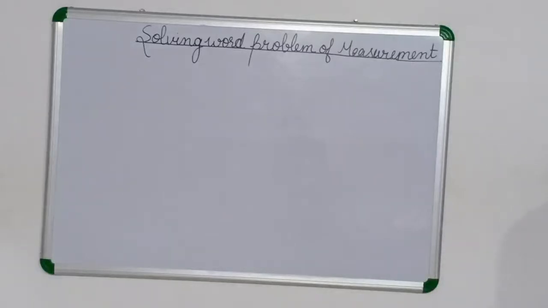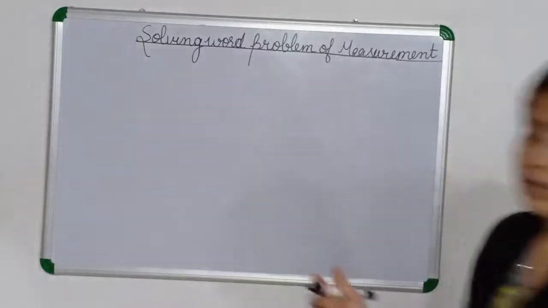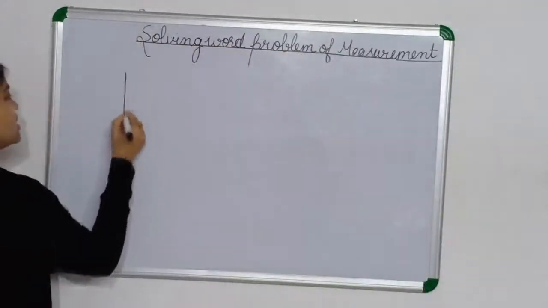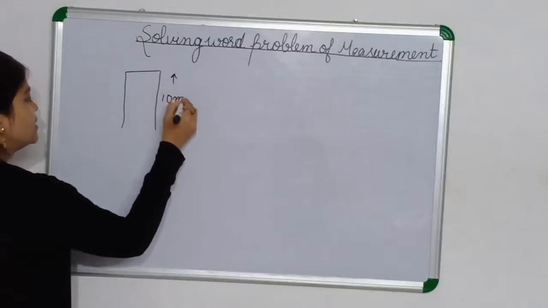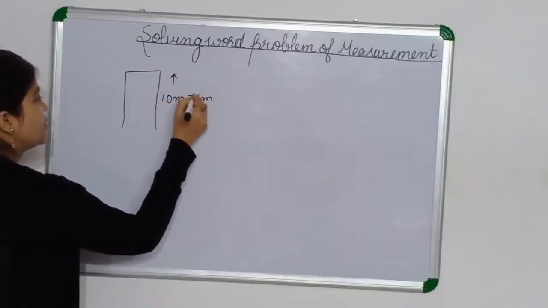So first of all we are taking one question. Building A is 10 meter 76 centimeter tall. If building B is 256 centimeter taller than building A, what is the height of building B? So here is the question given. This is one building, which is how much tall? 10 meter, 76 centimeter.